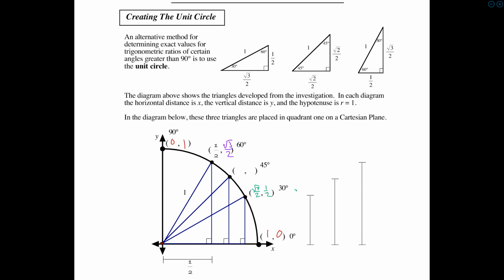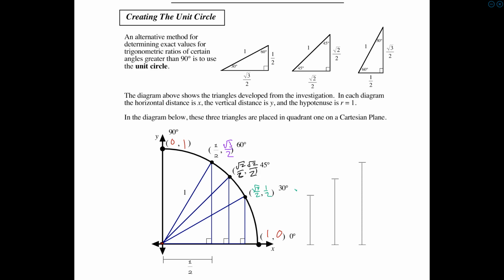And then the 45-degree triangle, well, what will be these points? What's the x value here? How far is this measurement here? I see it's bigger than half. How big is that? Maybe √2/2. And on that same triangle, if the x value is √2/2, what's the y value? √2/2.